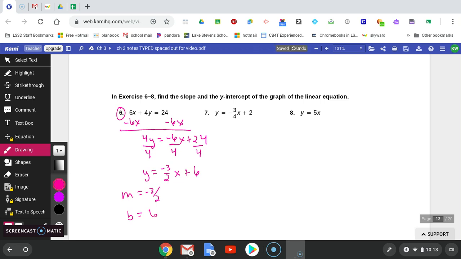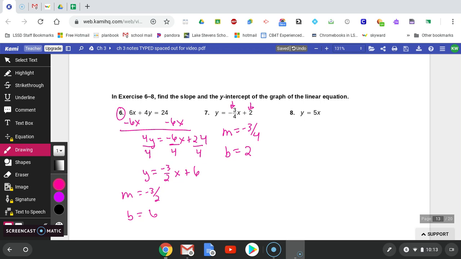Number 7 is super quick. It's already in slope-intercept form. So tell me what the slope and y-intercept are, and hit pause, and then check and see how you did. All right, so my slope is negative 3/4. My y-intercept is 2, already in slope-intercept form. Remember, your slope is always the number attached to your x. The plus or minus thing at the end, that's always your y-intercept.